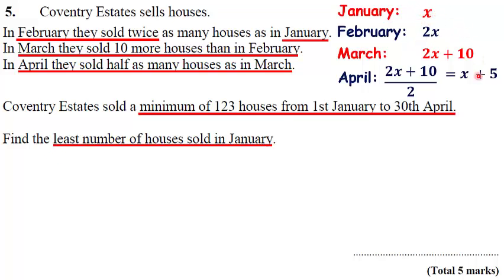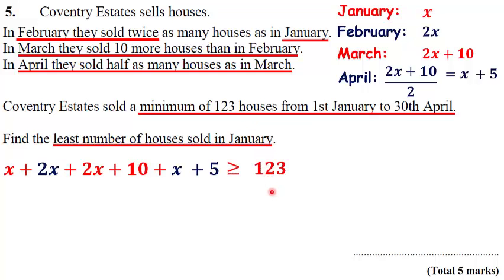So we know that all together, the smallest number of houses that they sold from January to April is 123. So I'm going to add up my expressions for January, February, March and April: x plus 2x plus 2x plus 10 plus x plus 5. And that's the minimum number. The minimum number that they sold in those 4 months is 123. So it could be greater than or equal to 123. So I'm going to use the greater than or equal to symbol, and that's 123.